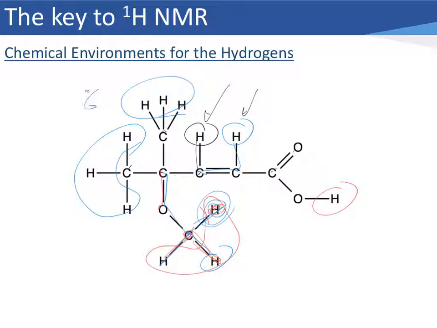So that means there are 6 hydrogens here that have that chemical environment. There are 3 hydrogens here. There's 1 hydrogen there, 1 hydrogen there, and 1 hydrogen there. So 1, 2, 3, 4, 5 different chemical environments for the hydrogens in this molecule.